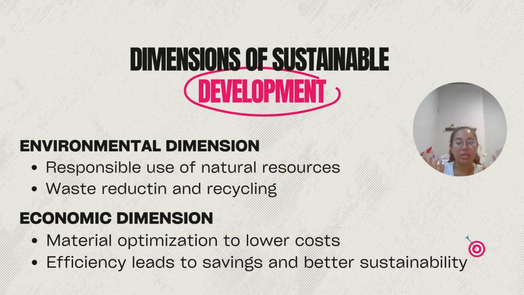We could also plan to include two dimensions of sustainable development, which are the environmental dimension, to make sure our process uses resources responsibly and minimizes waste, and the economic dimension, to manage materials efficiently and reduce unnecessary costs. By combining these two dimensions, our project can aim to be both eco friendly and cost efficient.